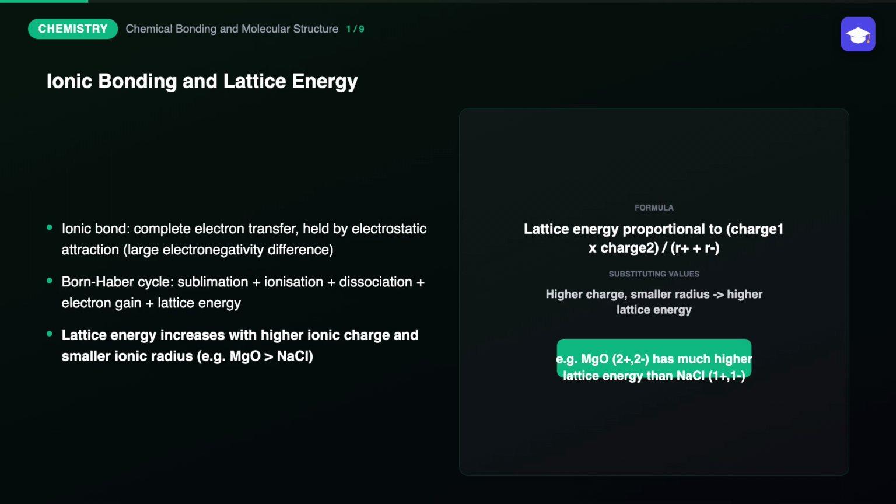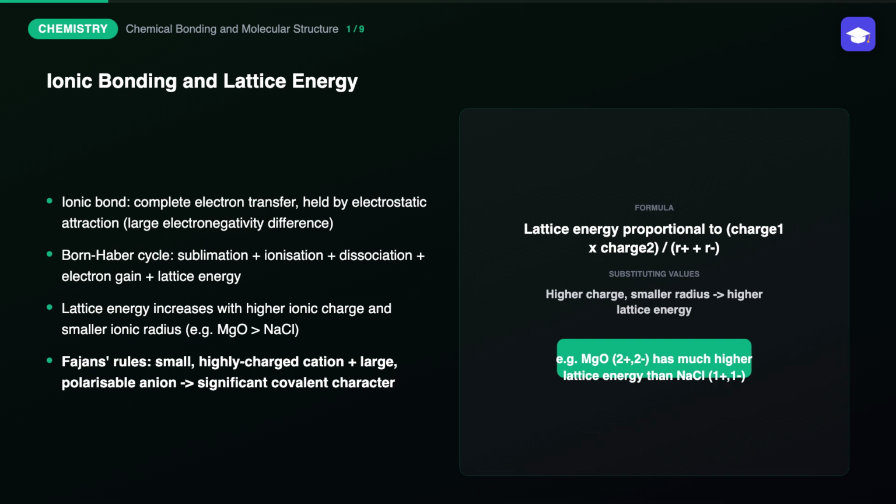Lattice energy itself depends on two key factors. It increases with increasing ionic charge, since electrostatic attraction is directly proportional to the product of the charges, and it increases as ionic radius decreases, since smaller ions can approach closer together, increasing attraction. This is precisely why magnesium oxide, with +2 and -2 charges, has dramatically higher lattice energy, and correspondingly a much higher melting point than sodium chloride, with only +1 and -1 charges.